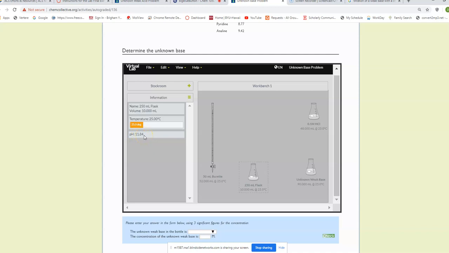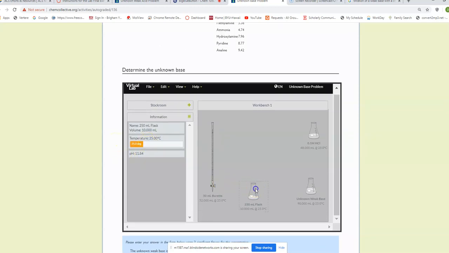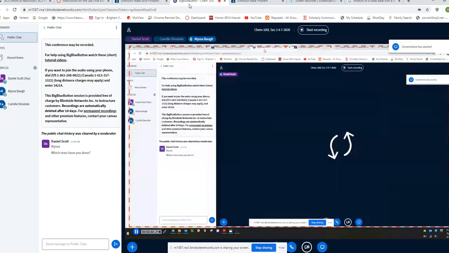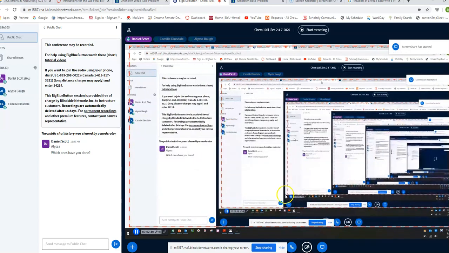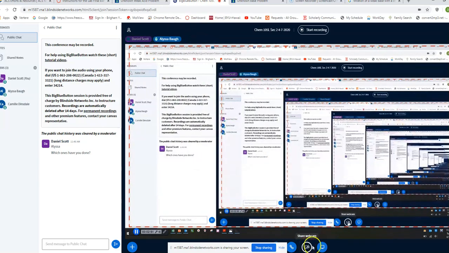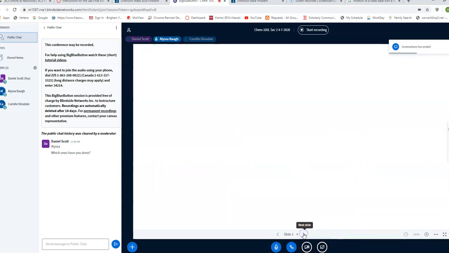Now, what is the pOH of this solution? Do you guys know what the relationship between pH and pOH is? Alyssa, did you gather that, the difference between pH and pOH? Isn't the pOH the 14 minus the pH? That's right.